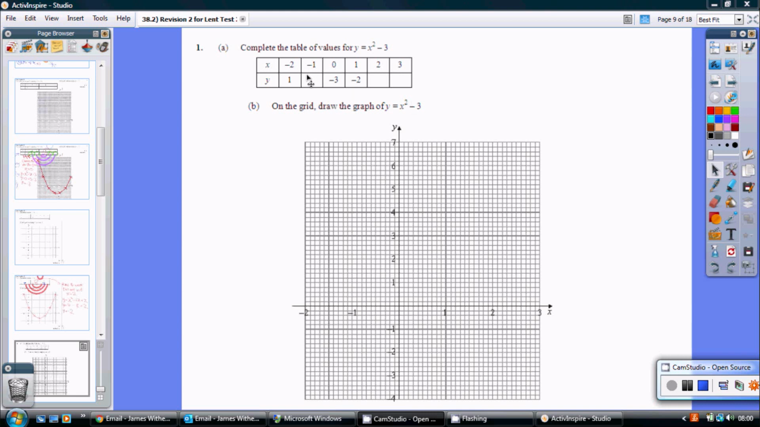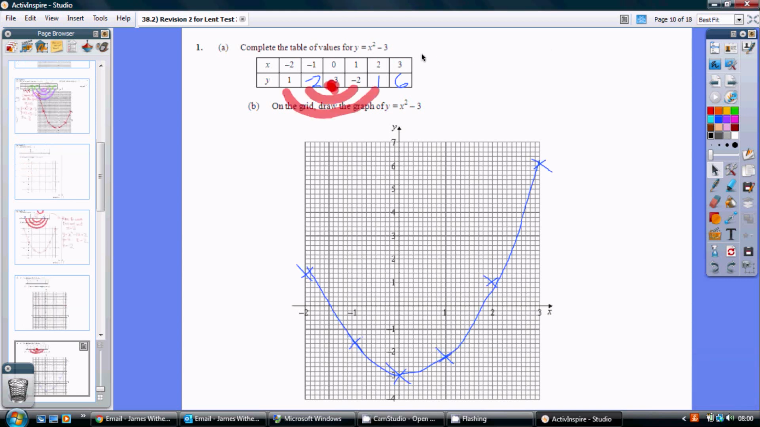Now we don't have any symmetry to start with here, so we're going to have to start by working out some values. I think it's very wise to start off by doing the positive values because they're a lot easier to deal with than the negative values. So I'm going to start off by working out y when x is 2. So I pop 2 into here. 2 2s are 4. 4 take away 3 is 1. So I know that this value is 1.